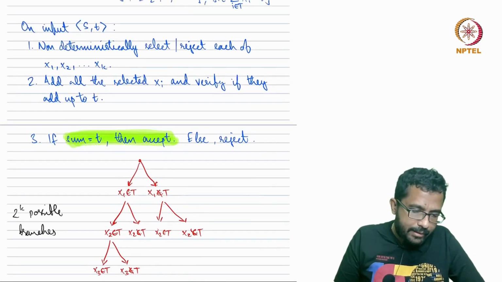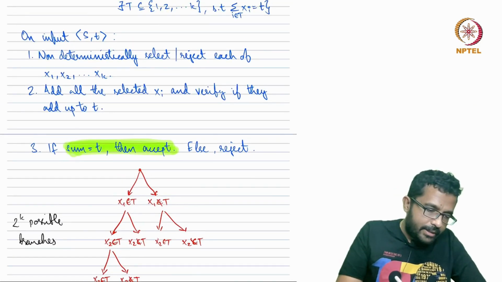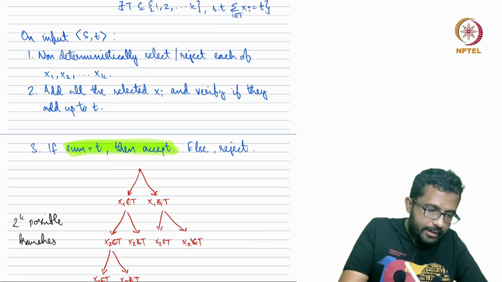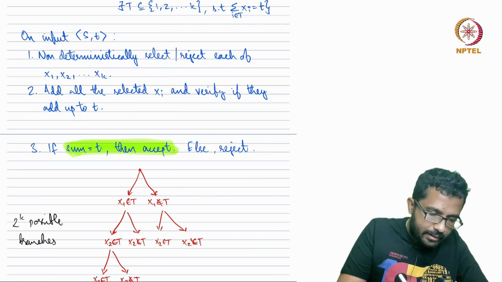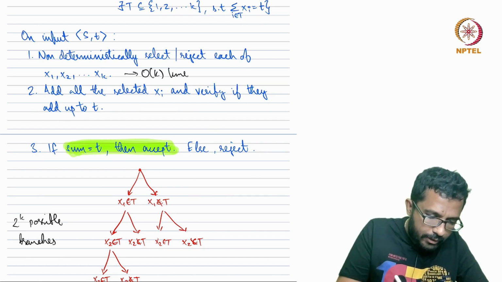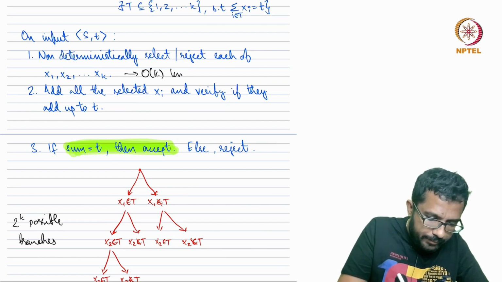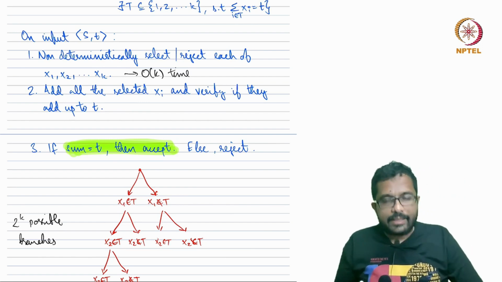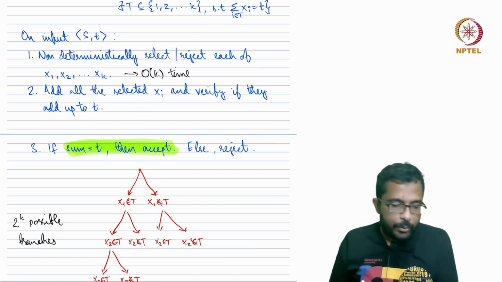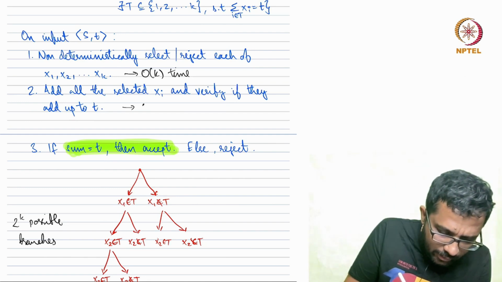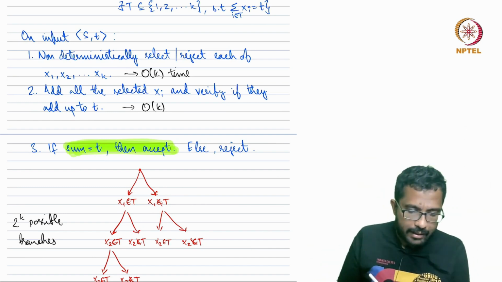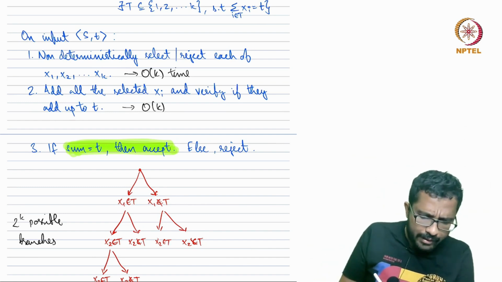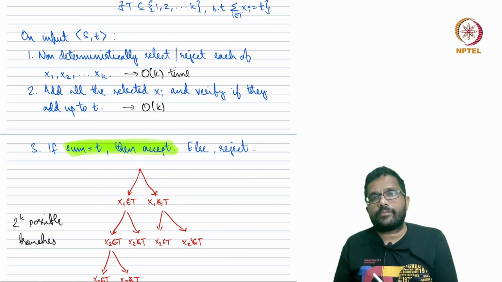But let us see the time taken. So we have to first do this step, the non-deterministic selecting or rejecting each one of them. This takes order k time, or in fact, it's not even order k, it's just directly k time. And then you add up the selected xi and verify if they add up to t. So this also may be something like order k time, because there are k numbers maximum. So this whole thing runs in order k time, right?